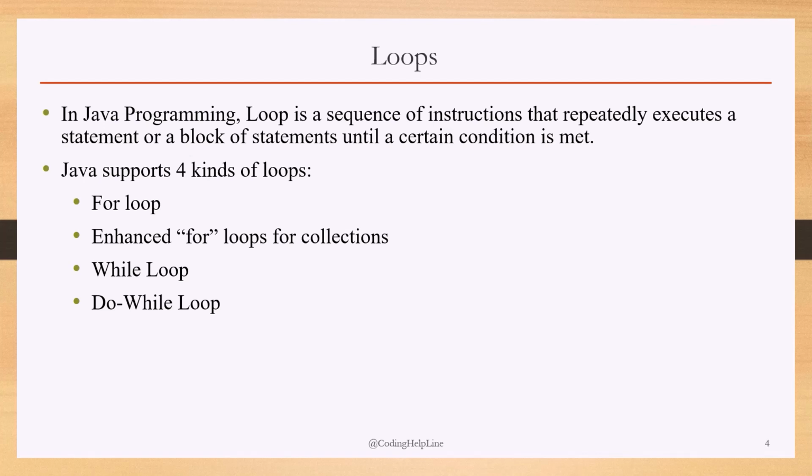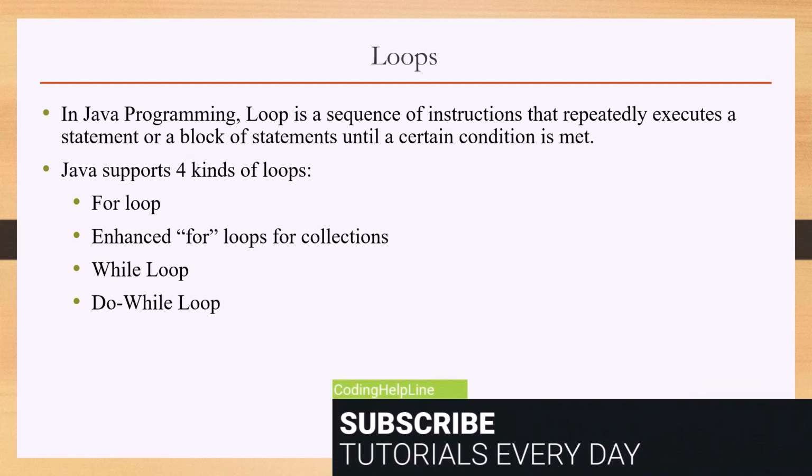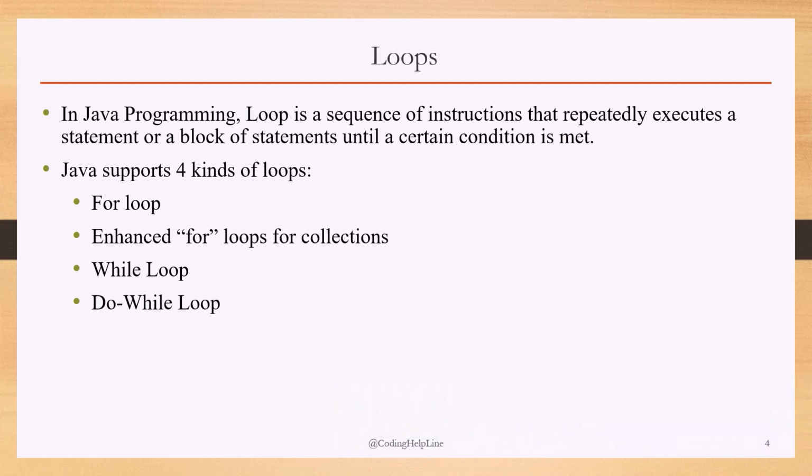So total 4 loops. For loop, this is a standard conventional loop. Enhanced for loop is for collections like arrays or lists or other similar collections. We will discuss this more in future lectures. While loop. While loop is also a conventional loop. It is used when you do not know how many times you have to run the statement or block of statement. Do while loop. Do while loop is the variation of while loop. It executes the body of the loop before the condition is evaluated.